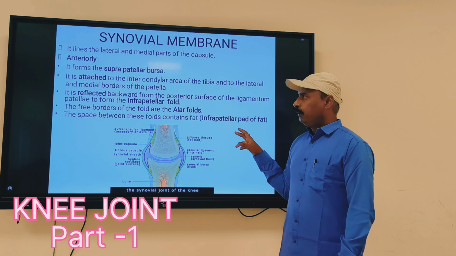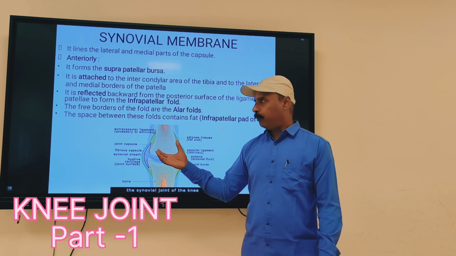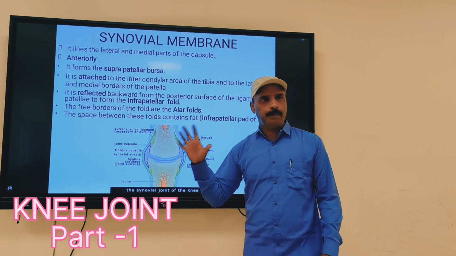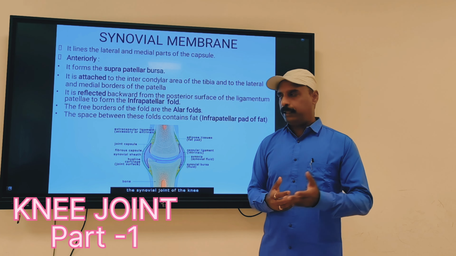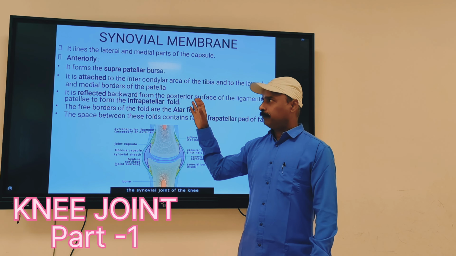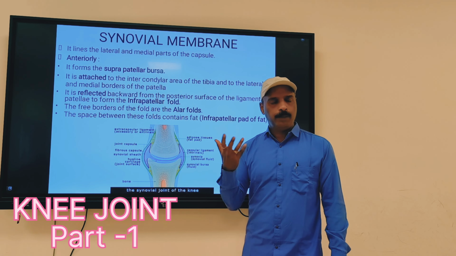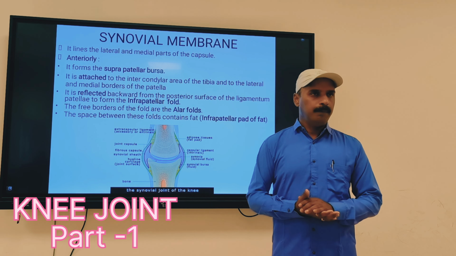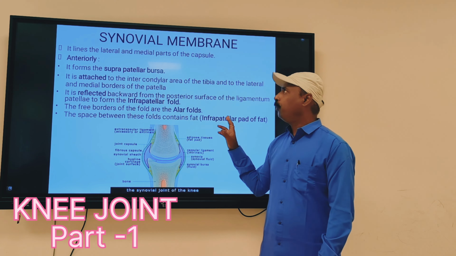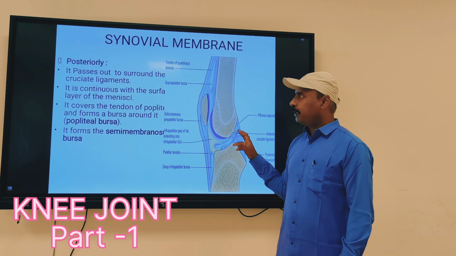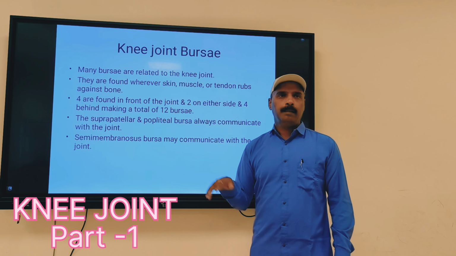As I have told, the synovial joint we are going to get is lined by the fibrous capsule, and the interior lining we call the synovial membrane. Within this the synovial fluid is present. Functions you know. So that is all about the synovial membrane. Then next comes the bursas of the knee joint.